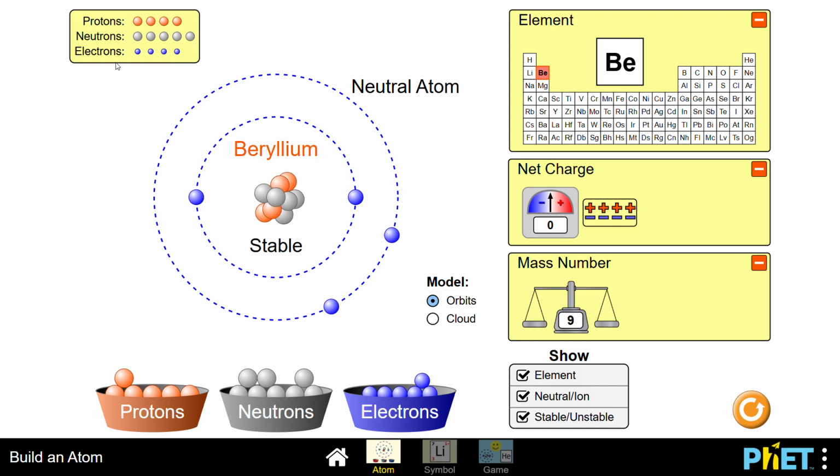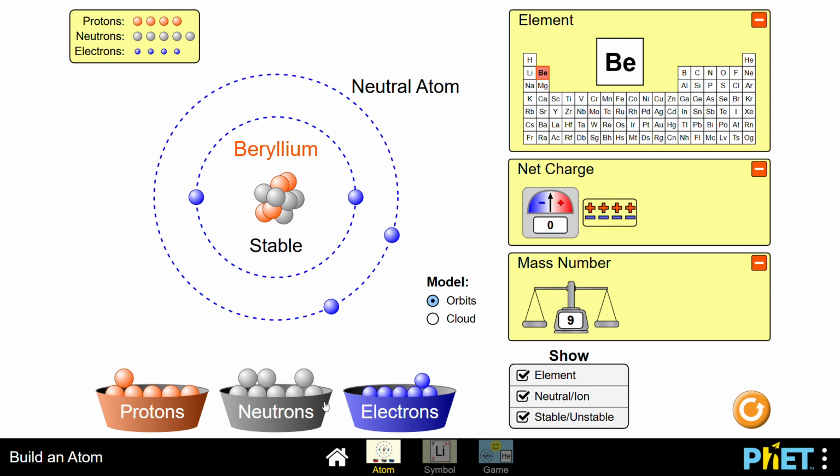Yes. Now look here. Protons 4, neutrons 5. So 4 plus 5 gives you 9, which is the mass number. And the number of electrons is 4. Outermost electrons are 2. See, beryllium is present in the second group. So by the number of outermost electrons, we can find the number of the group in which the element is present.